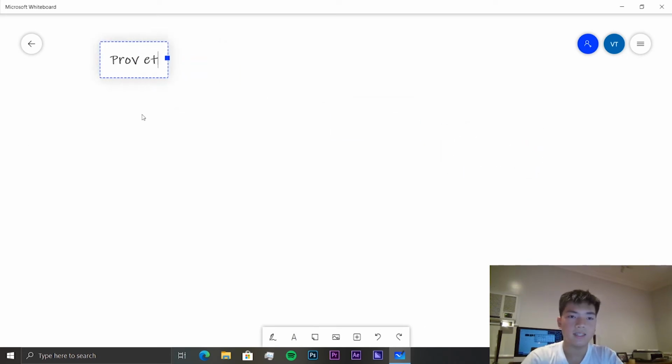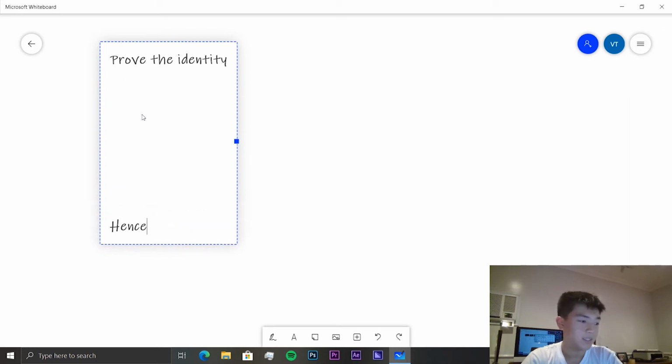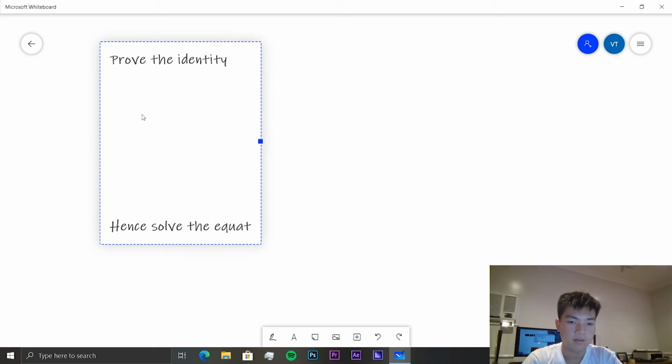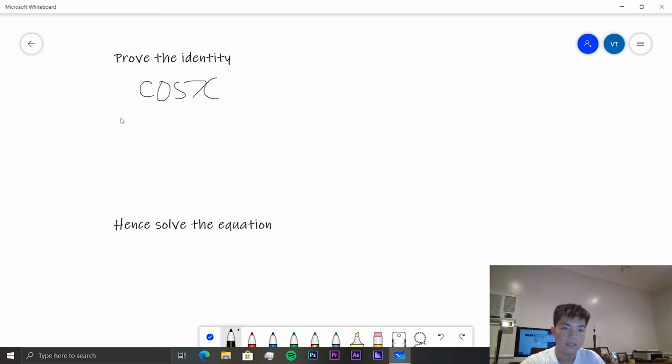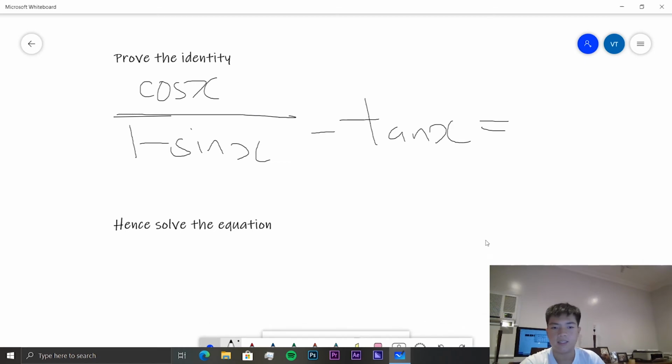Next, we have the question: prove the identity. And then I'm going to write it down somewhere there. And then hence, solve the equation. And I will write that down too. So the identity is that cosine x over 1 minus sine x minus tangent of x is equal to secant x.